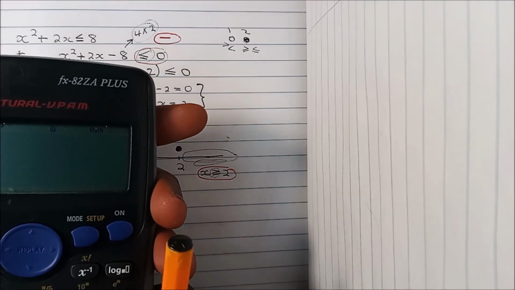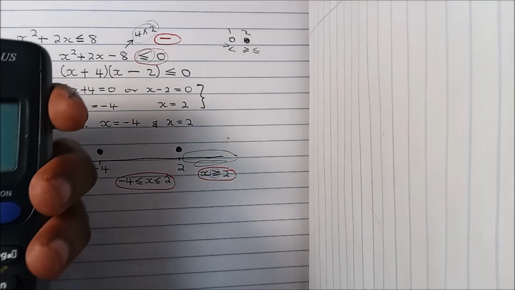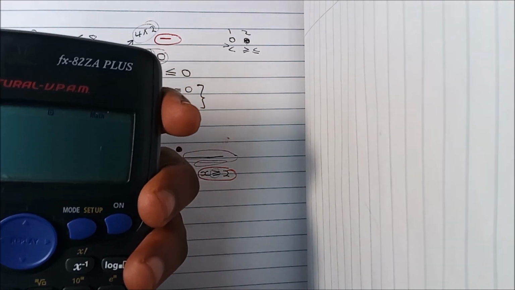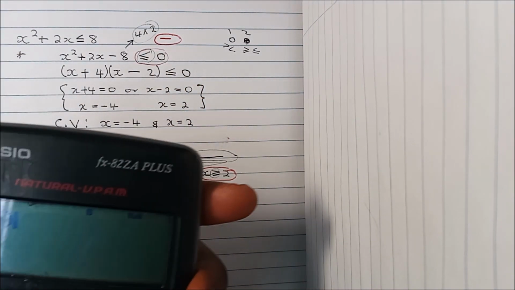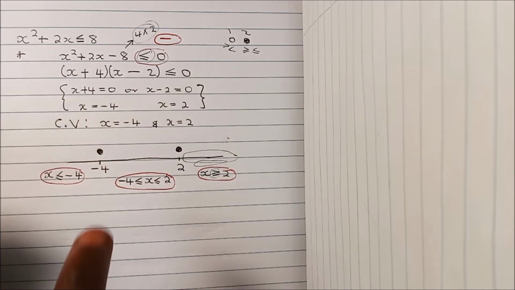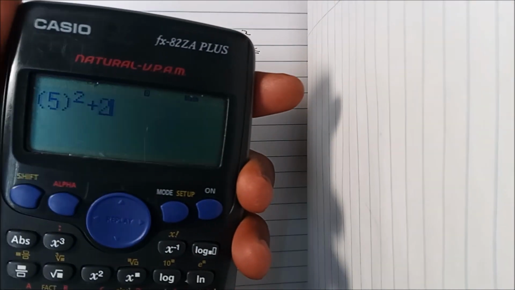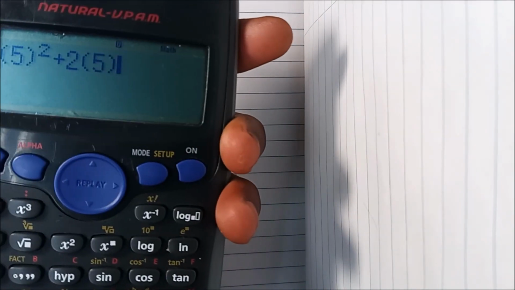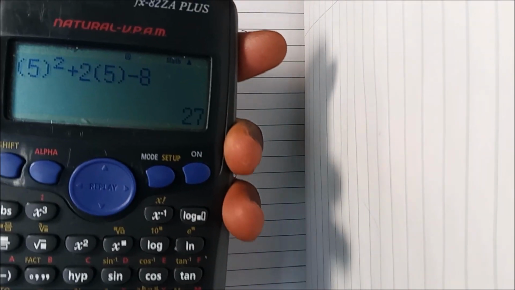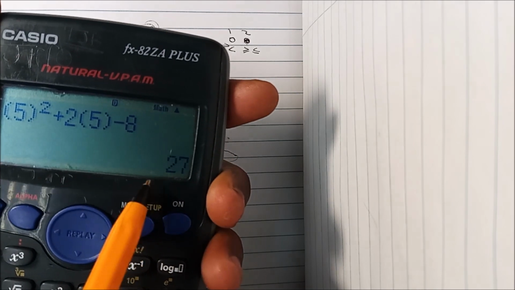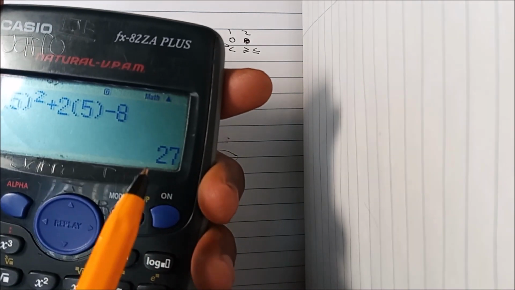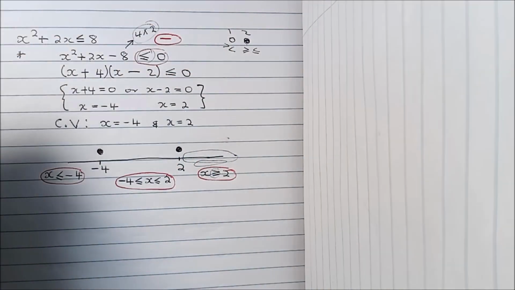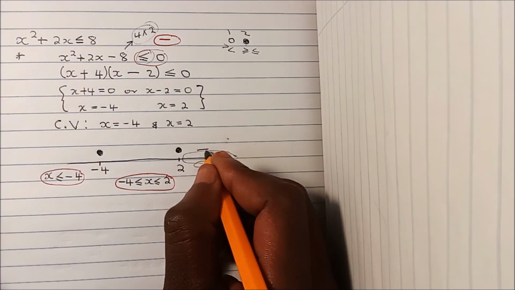So we are putting which value? Okay, someone says 5. Someone says 10. We can put 5 squared, and then we have plus 2 into 5, and then we have minus 8. So now what is the value? It's 27. We ask ourselves questions. Is it positive or negative? It's positive. So we will put positive here.